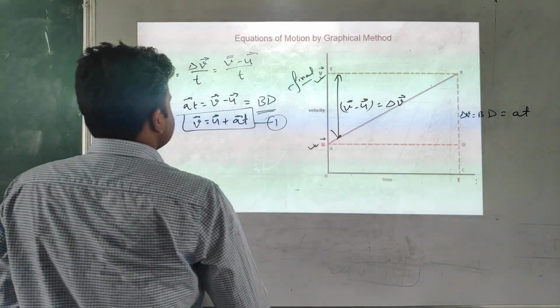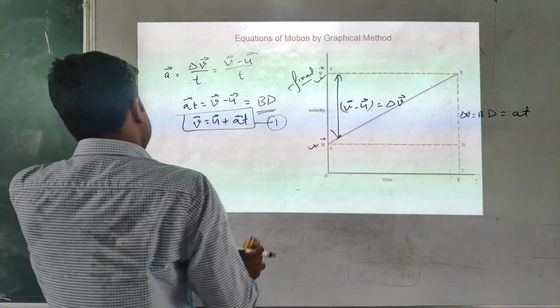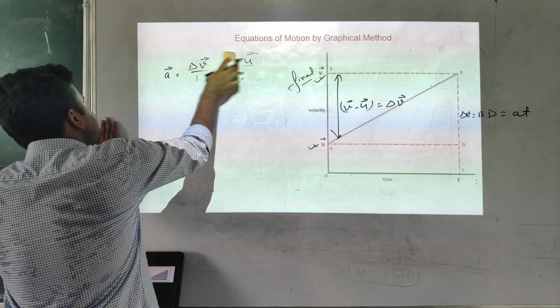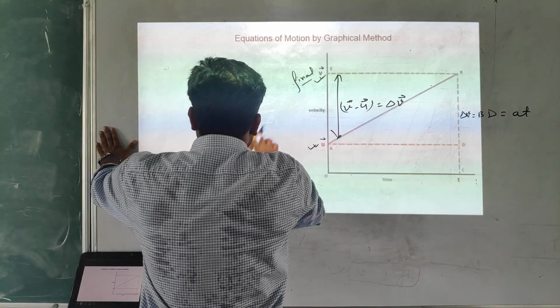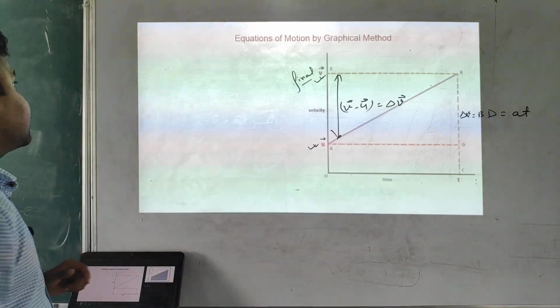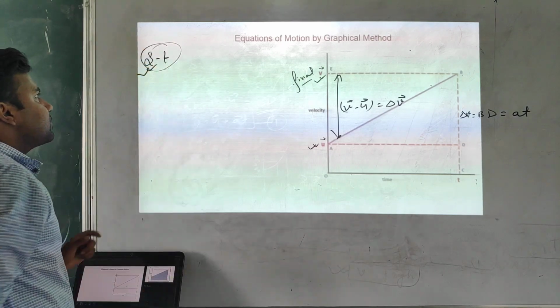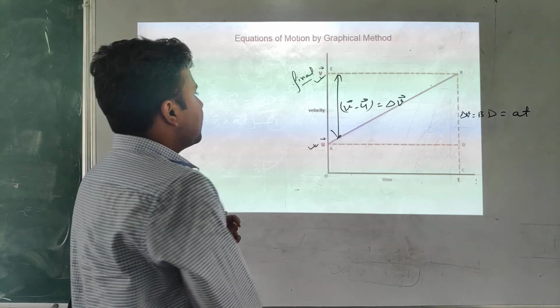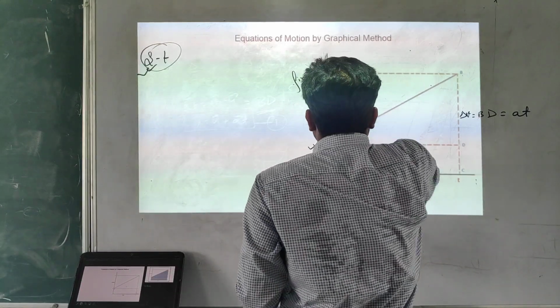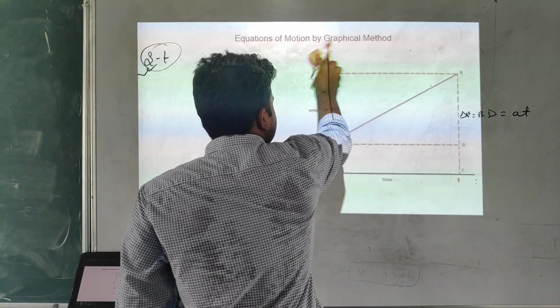Now in the second equation, actually we are going to use this graph. The second equation is actually the s versus t relation. In the second equation we need an s versus t relation. Now one more thing students, the important property, that property is what?